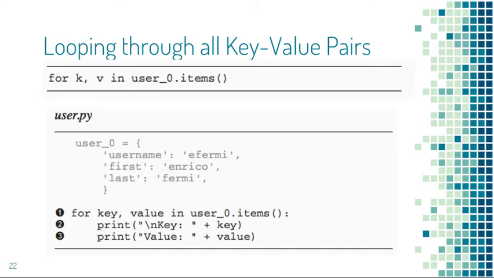This code would work just as well if you had used abbreviations for the variable names, like this: for k, v in user0.items(). The second half of the for statement at 1 includes the name of the dictionary, followed by the method items(), which returns a list of key-value pairs. The for loop then stores each of these pairs in the two variables provided. In the preceding example, we use the variables to print each key, followed by the associated value.